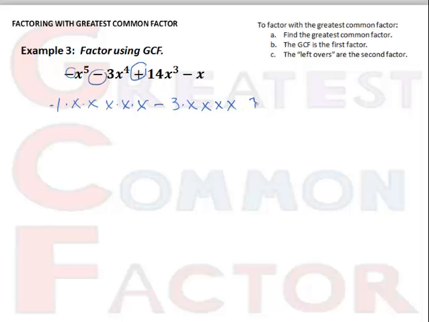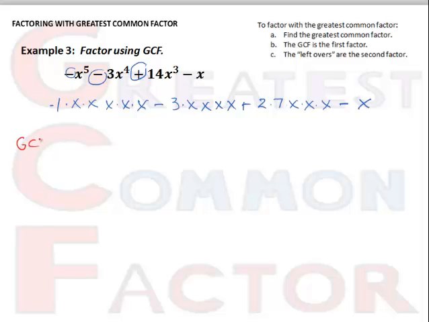Plus 14x to the third, so 14 is 2 times 7, and then 3 x's. And then minus, I just have an x. Alright, so let's find the GCF.